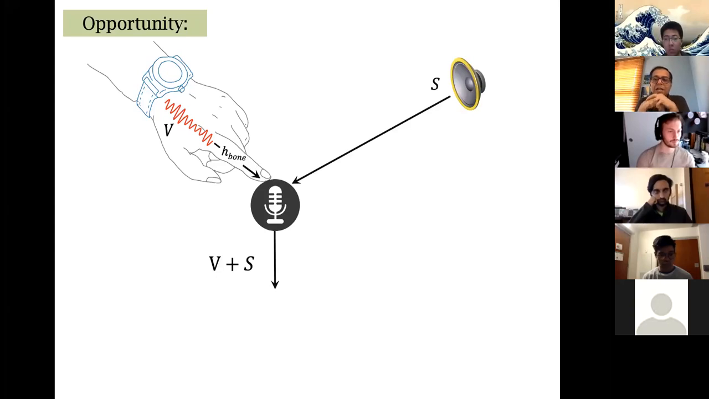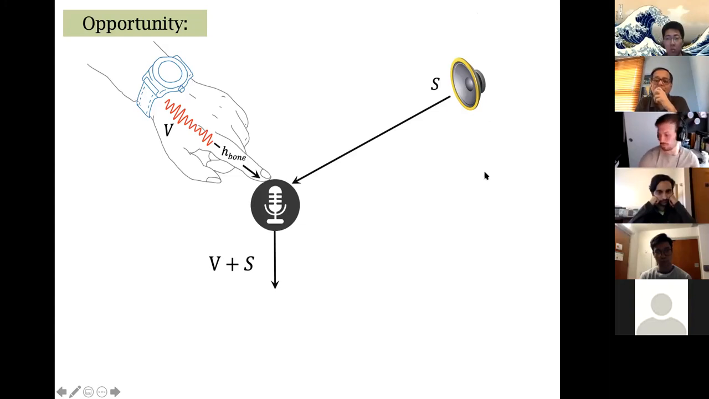The signal V, that is the source signal, the vibration signal, will flow through the H bone. H bone is the channel, right? And the microphone would receive this signal, which is V convolved with H bone. And from that, I'm going to decode the source signal V.